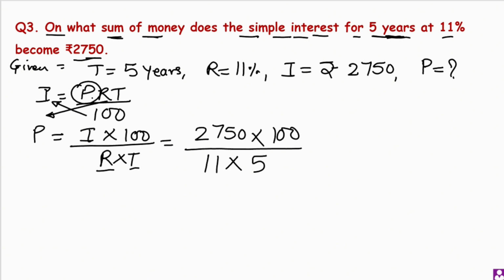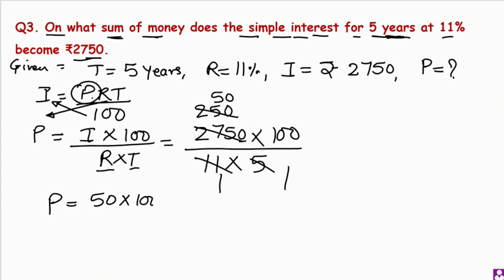Now 11 times 1 is 11. 11 times 25 is 275 followed by this 0. Now 5 times 1 is 5. 5 times 5 is 25 followed by 0. So the principal amount is 50 times 100, which is 5,000 rupees. So on this amount, for 5 years at 11% interest rate, the interest will become 2,750 rupees.